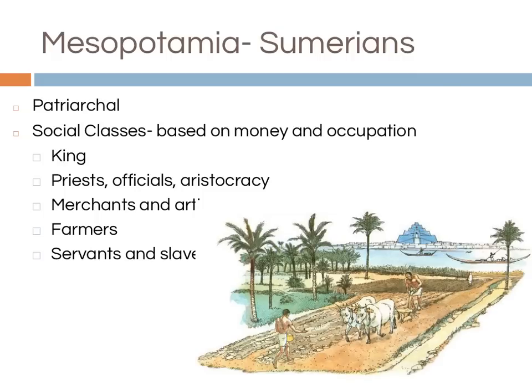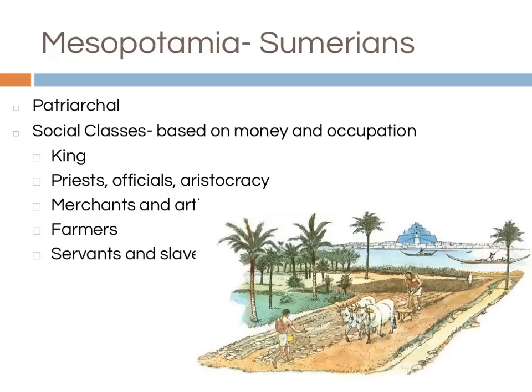Mesopotamia was patriarchal. Patriarchy, or patriarchal, means society is dominated by men. So that is a really important term you must know. And pretty much all the early civilizations, for the most part, were patriarchal. Their social classes were based on money and occupation. So you don't necessarily need to write them all down, but just take a look here.